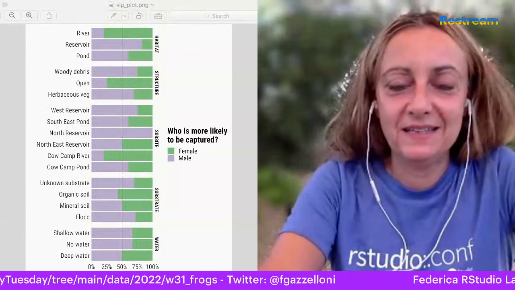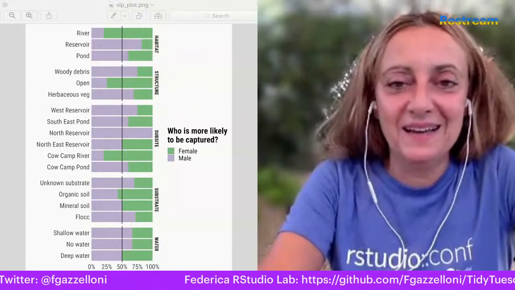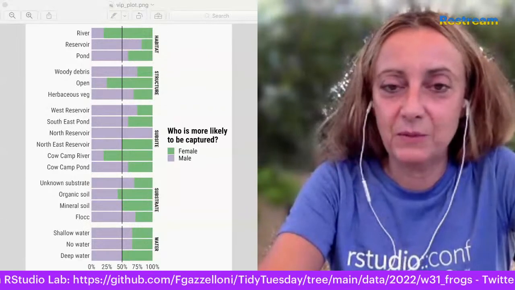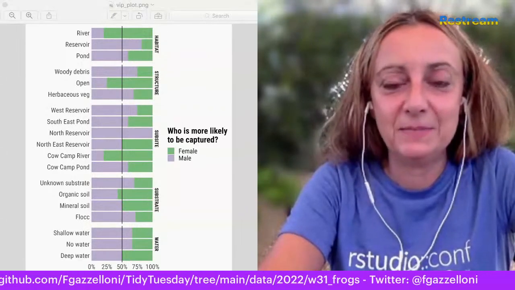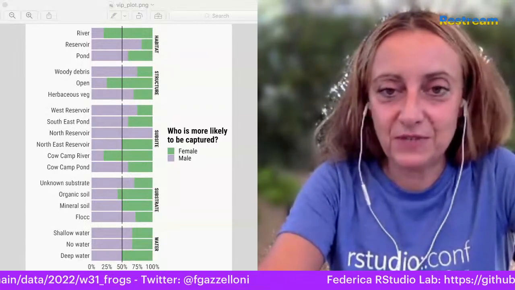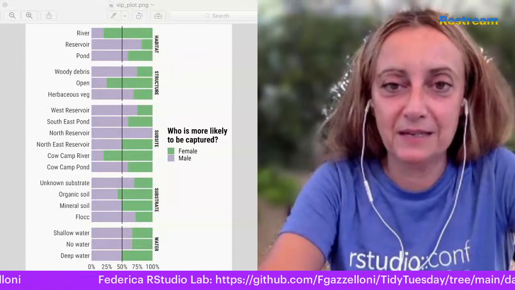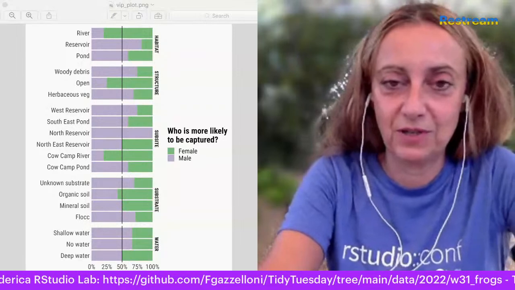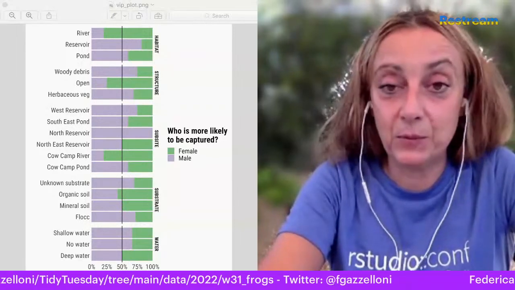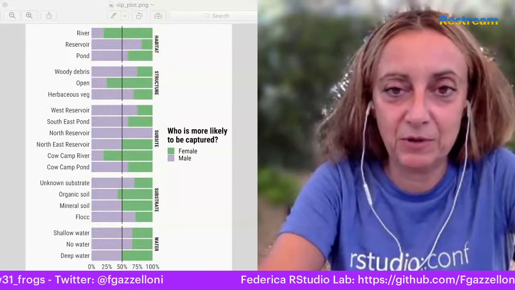And this is the second part of the Oregon spotted frogs. The data are from Tidy Tuesday, week 31, and this is my second plot. In the first part of this video, we have seen the many models for the frogs dataset. Now we are going to see the second plot, the variable importance plot.